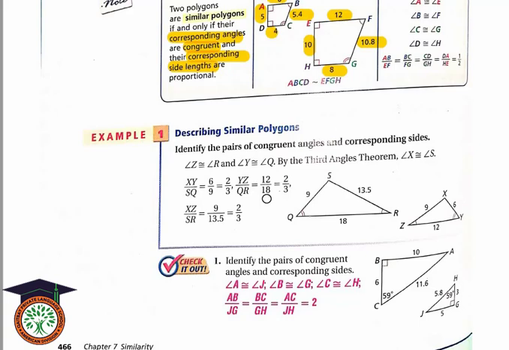XZ over SR. So XZ equals 9 and SR equals 13. I can divide both of them also. So in the simplest form, it's going to be 2 over 3. So the lengths of the corresponding sides are proportional, so the two triangles are similar.